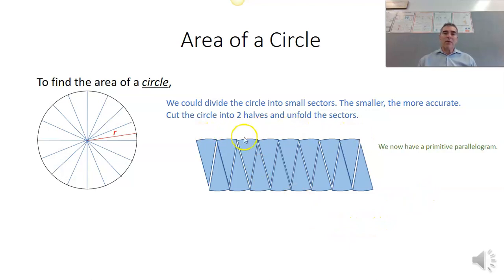If I made these sectors smaller, so if I cut it up into more than 16 pieces, this would flatten out along here and along here as well. We've got this rough parallelogram, and with that parallelogram we've got a base and a height.